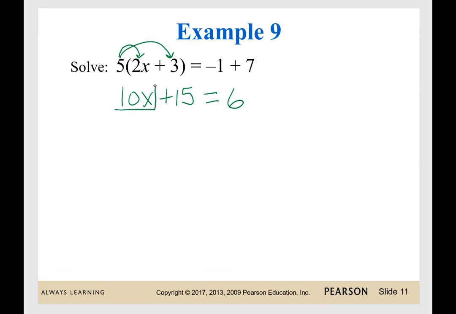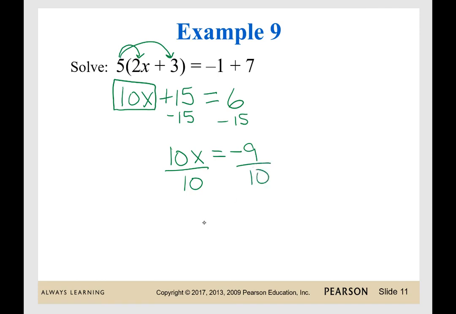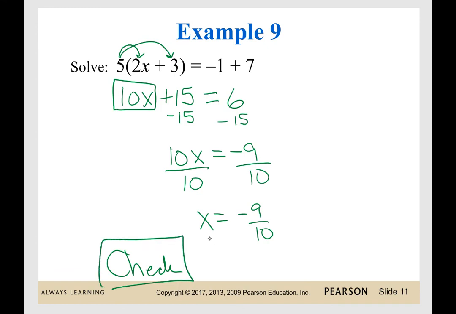Again, I have to get this 10x by itself, which means I must subtract this 15 first. So I get 10x equals 6 minus 15, which is negative 9. And then to get the x completely by itself, I have to divide both sides by 10. So there is my final answer, -9/10. Again, please do the check. I cannot stress this enough. Always check. And when you check, you will find out that that is indeed the correct answer.